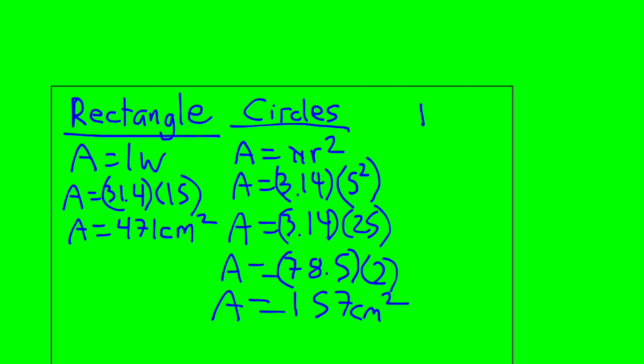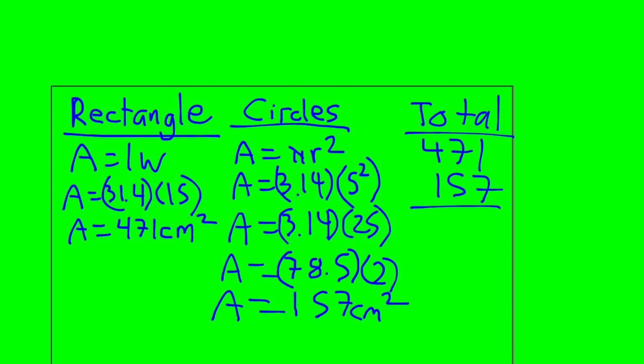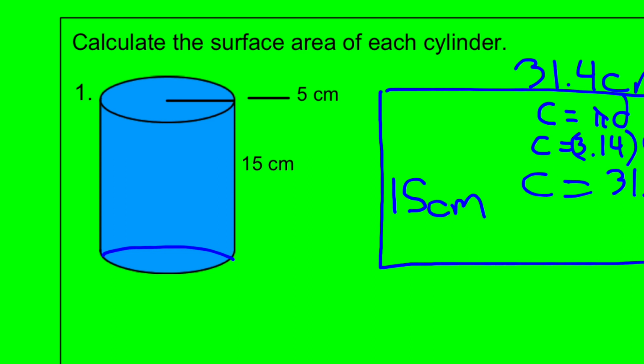Now, to get the total, take the area of the rectangular part, 471, add the area of the circles, and you'll get your total area. 8, 7 and 5 is 12, carry the 1, 628 centimeters squared. That's how much total material would cover the exterior of this cylinder. So if you needed to paint the cylinder, that would tell you how much paint. You know, this is centimeters, it's very small. But that would tell you the total surface of the cylinder.